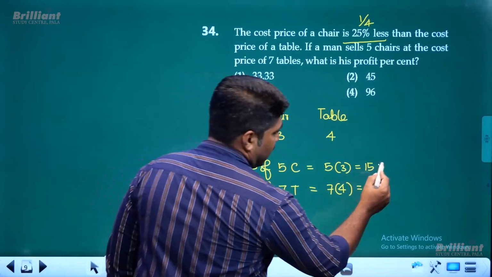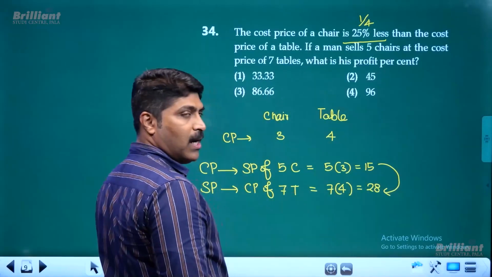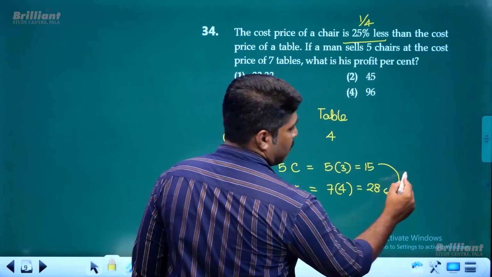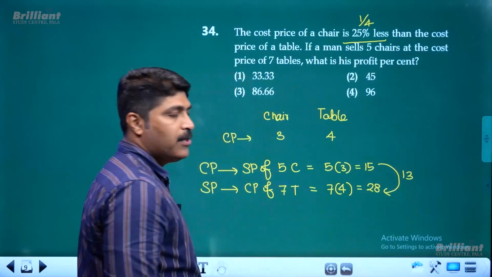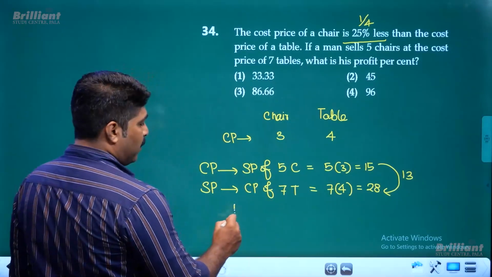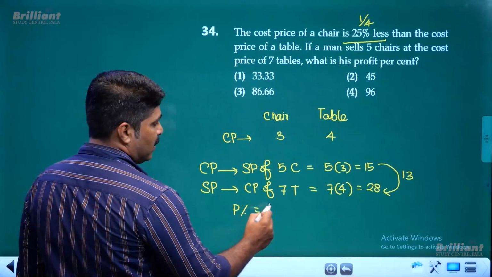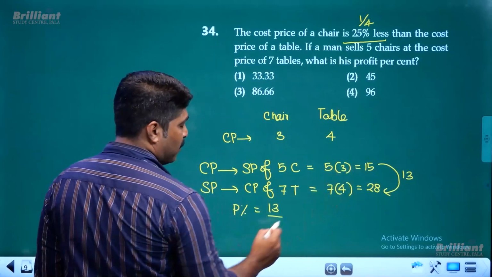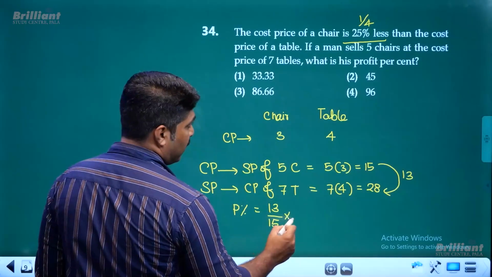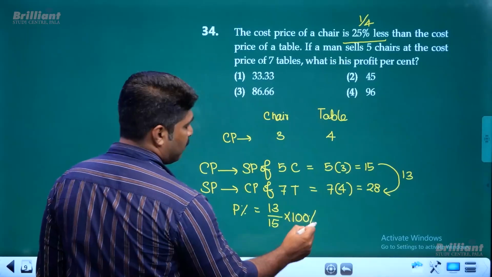Now this difference is profit. So how will it become? 15 plus 13, that's equal to 28. Therefore we are going to find out the profit percentage. This 13 is what percent of cost price? 13 by 15 into 100%.